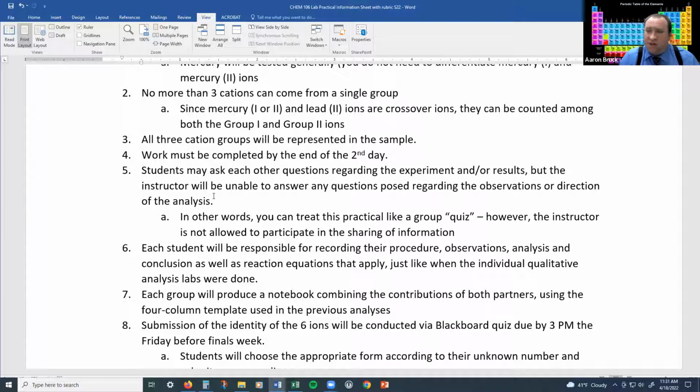Now, even though this is a group project, each student is going to have responsibilities. Each student's going to have to record the procedure, record their observations, analysis, net ionic equations, just like before. The only difference is that instead of putting them into your own notebook, you'll be putting them into a combined notebook that you'll turn in as a group at the end of the analysis.